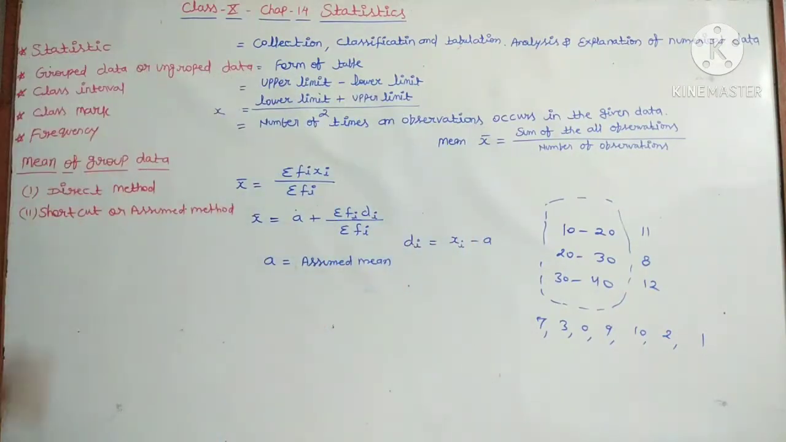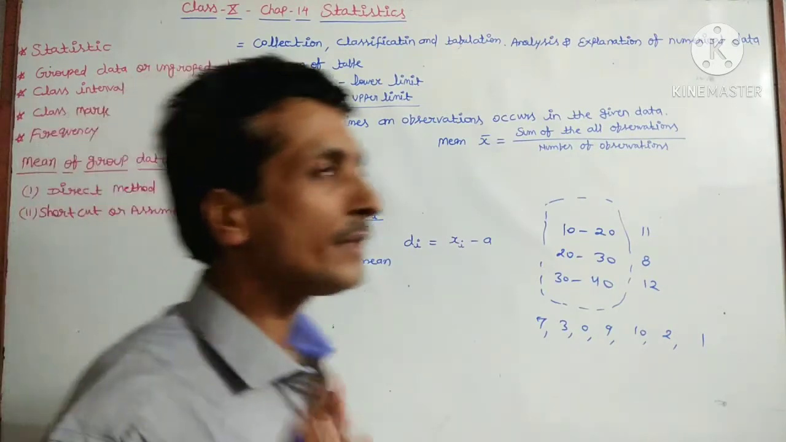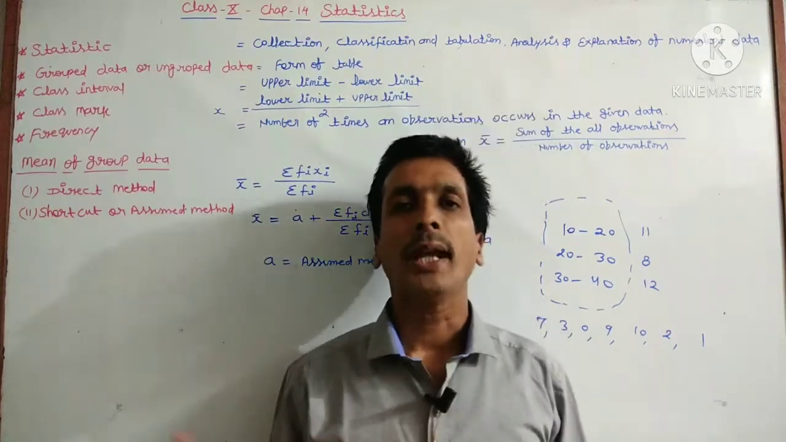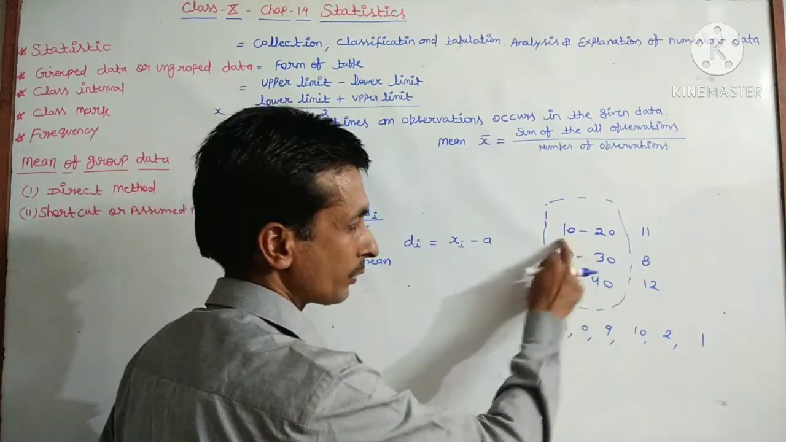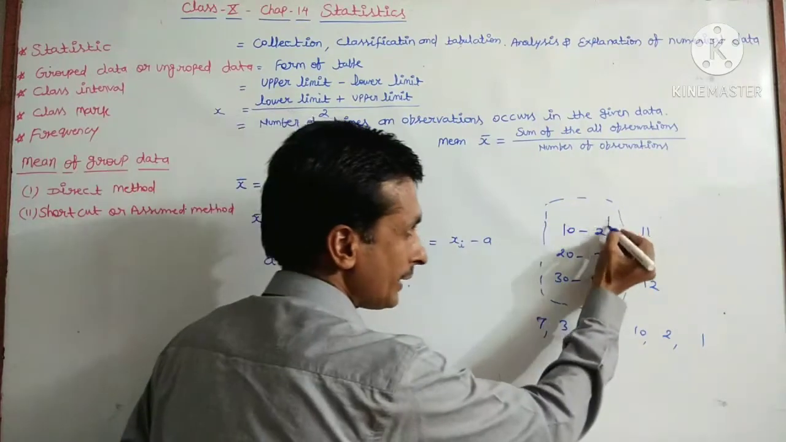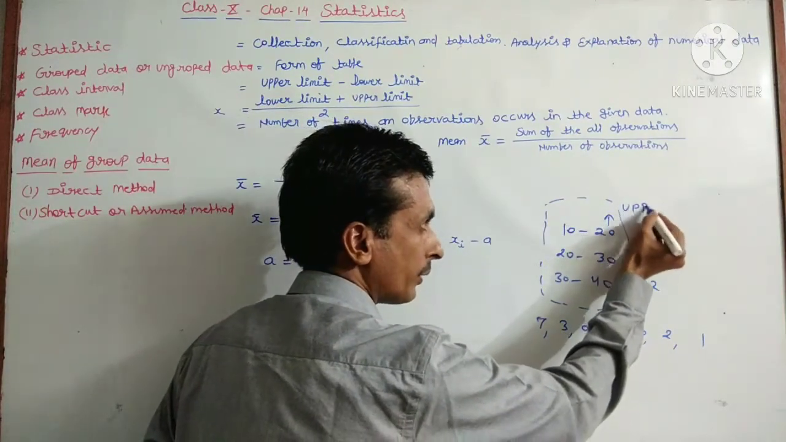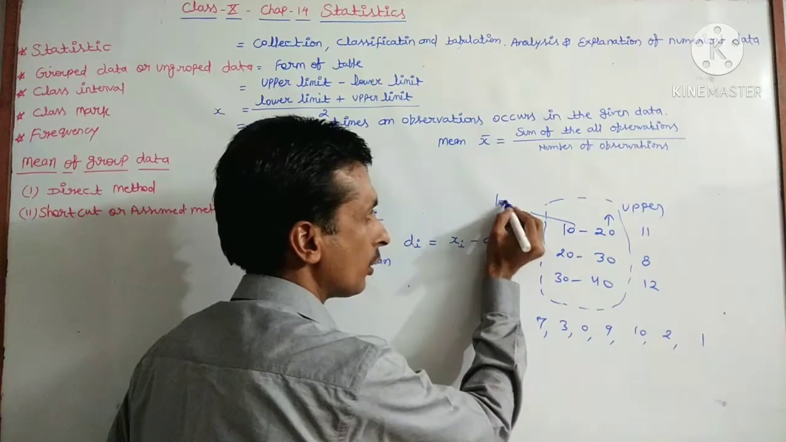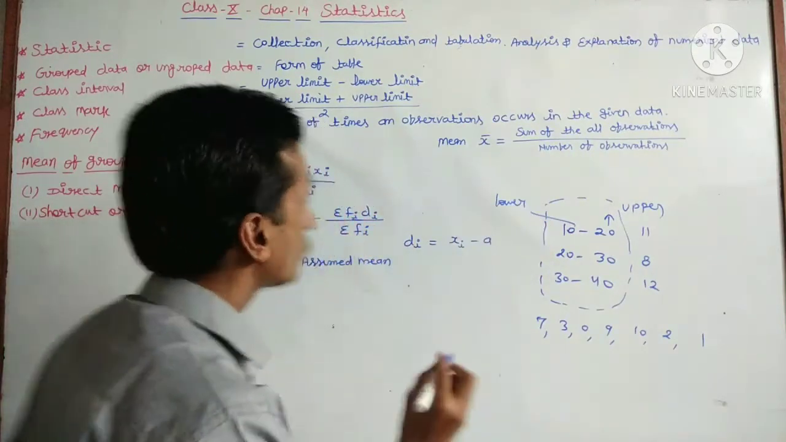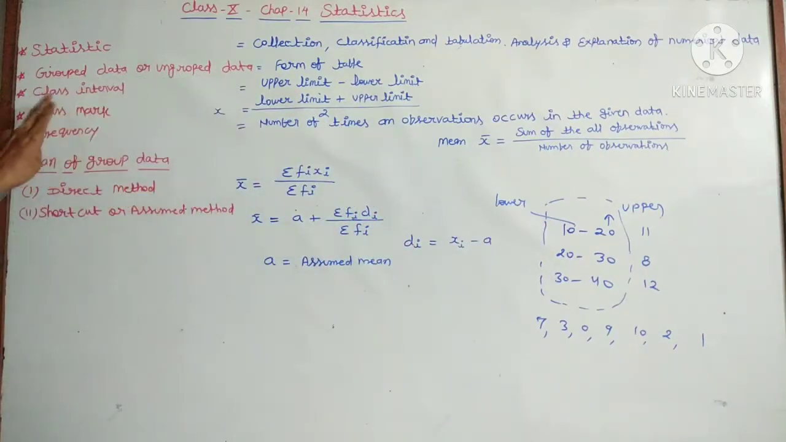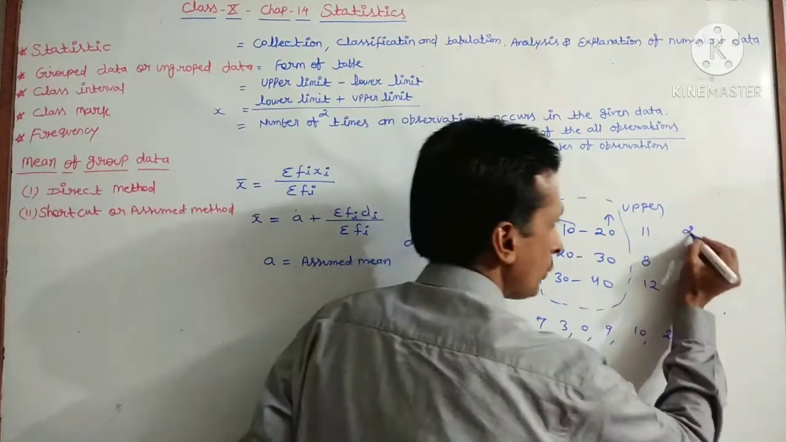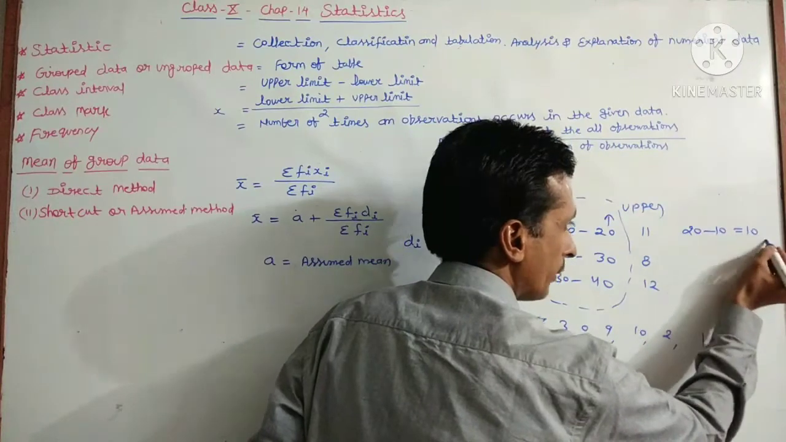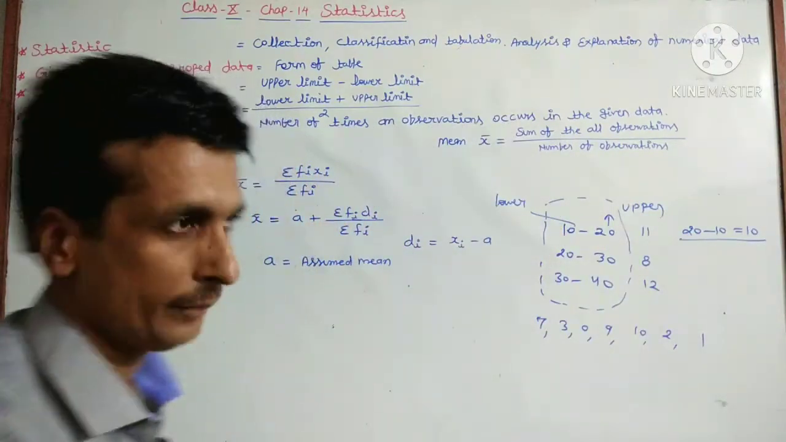The next topic here is class interval. What is the meaning of class interval? Class interval depends on the lower limit and upper limit. Suppose here 10 to 20. I am talking about the 10 to 20. So 20 is the upper limit and this one is the lower limit, right? What is the class interval? Upper limit minus lower limit. So you can write 20 minus 10. How much? 10. So the class interval is 10.